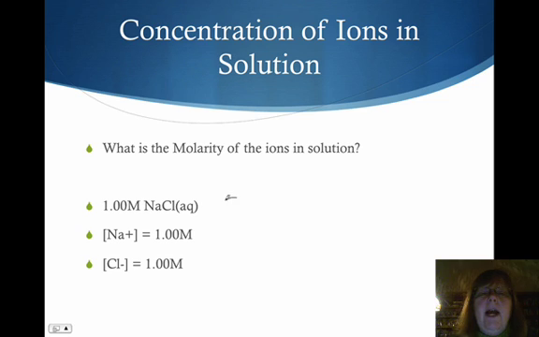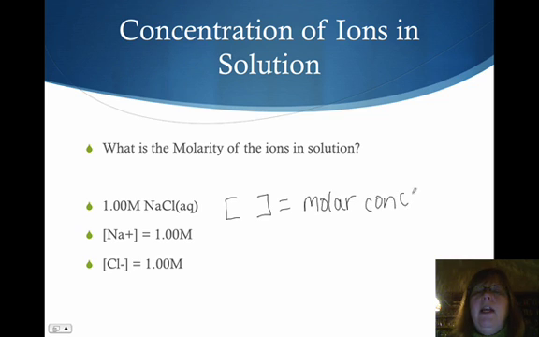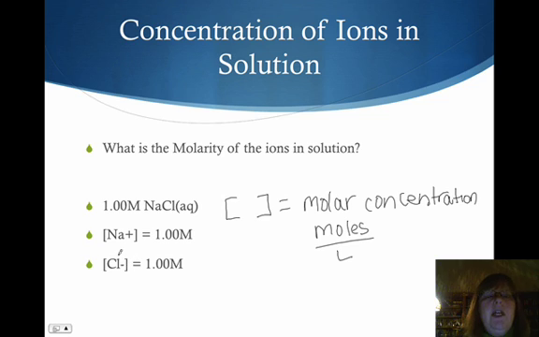Well, these square brackets, we haven't seen these before, and this is really important. Those square brackets mean molar concentration, or the molarity. And if you remember, molarity would be moles of our solute per liter of solution. So the sodium ion concentration would be 1 molar.